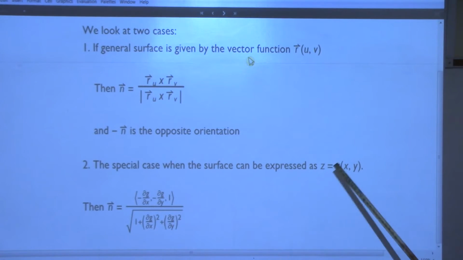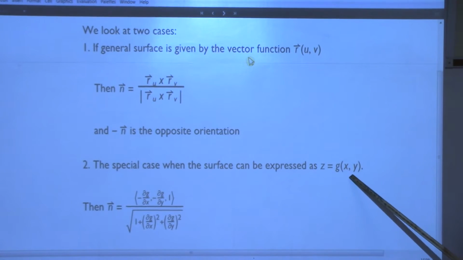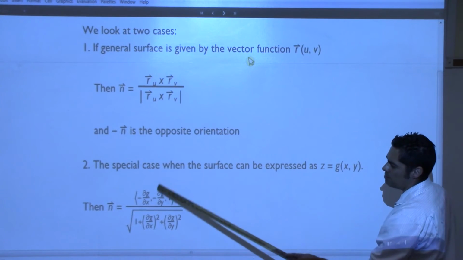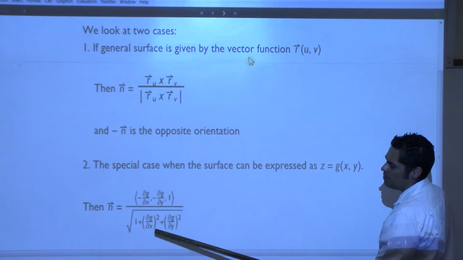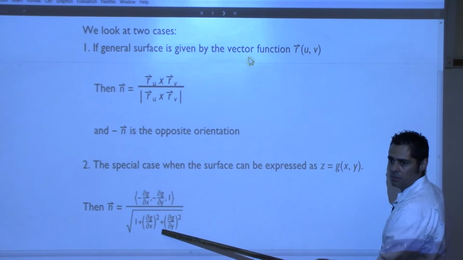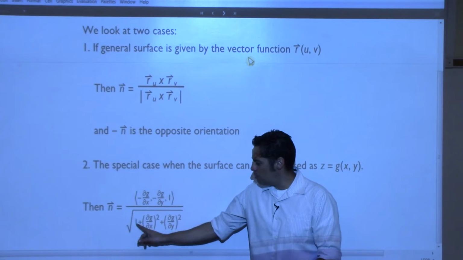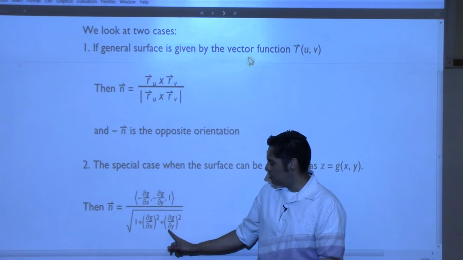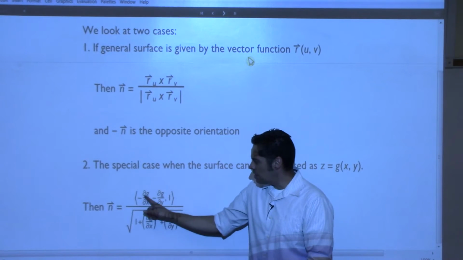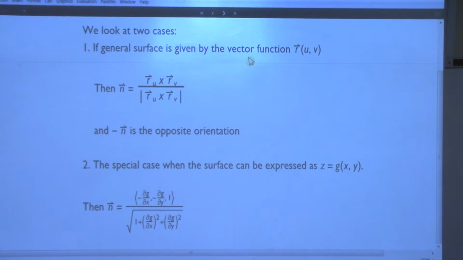When your surface can be written as a function of two variables, x and y, so this is a special case now, this cross product becomes this, and then the magnitude is this. So that should look familiar to you. That was that shortcut formula we used a second ago. Square root of 1 plus partial of g with respect to x squared plus partial of g with respect to y squared. But this right here, you would have to actually do the cross product to get that.